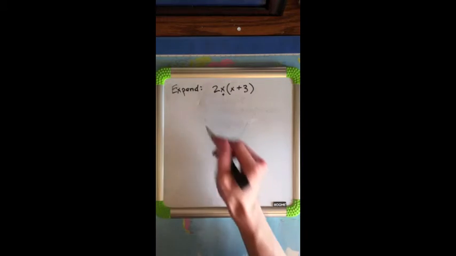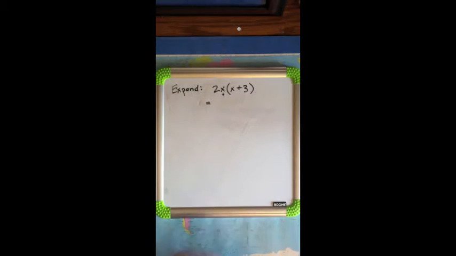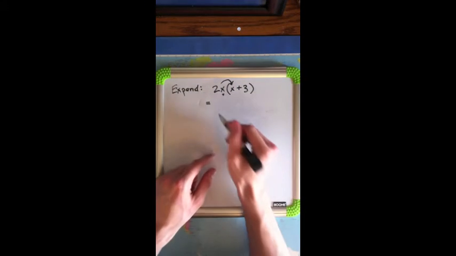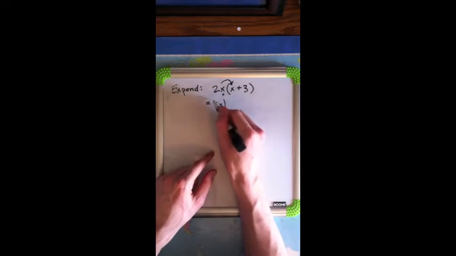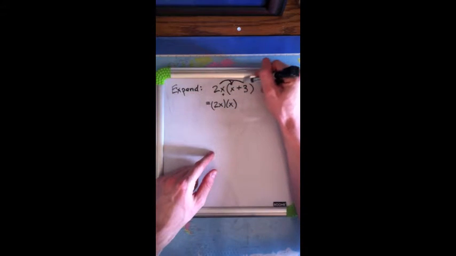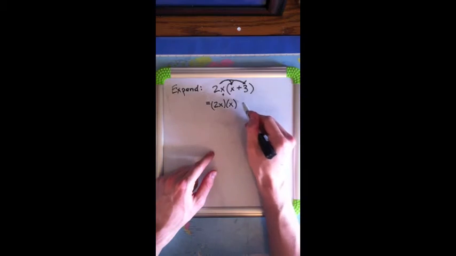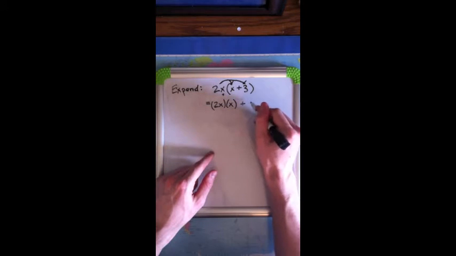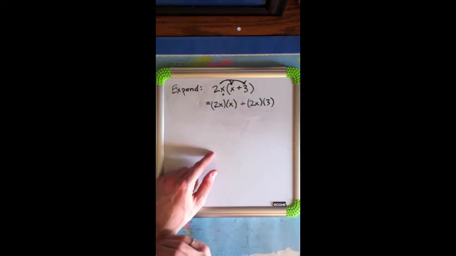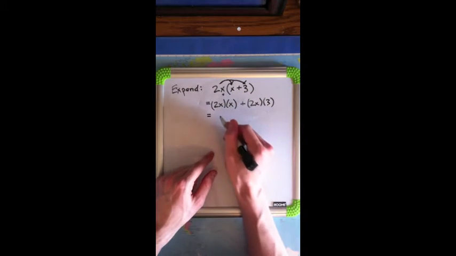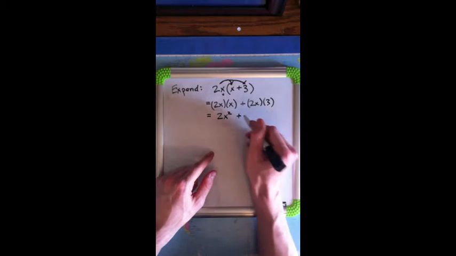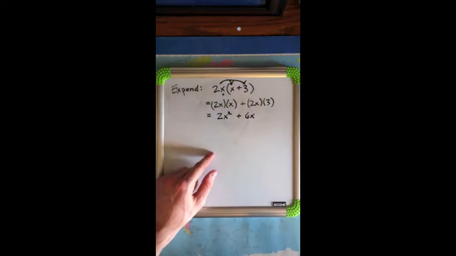Well, you know how to expand this. We did this last week. So, you multiply 2x times x and then you multiply 2x times 3. And what you get is 2x squared plus 6x.